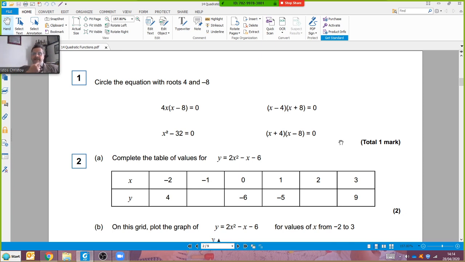Circle the equation with the roots 4 and -8. What are the roots? Do you remember from class? What are the roots? It's my x on the x-axis. Well done. Thank you, Hamza. I think that was it? Yeah. Cool. I can even write on my own sheet, really.